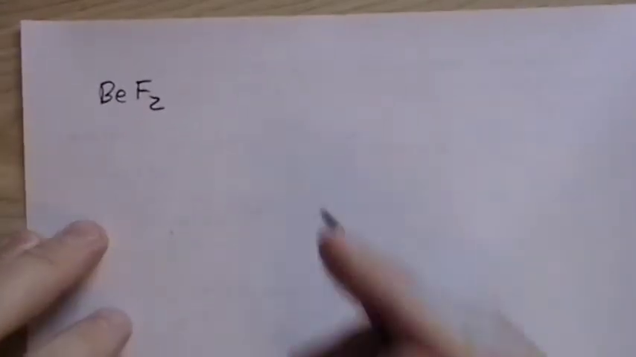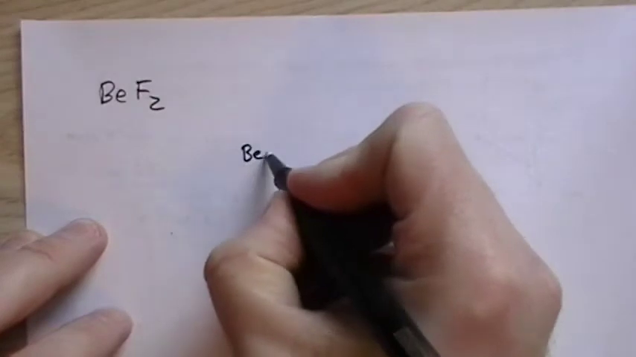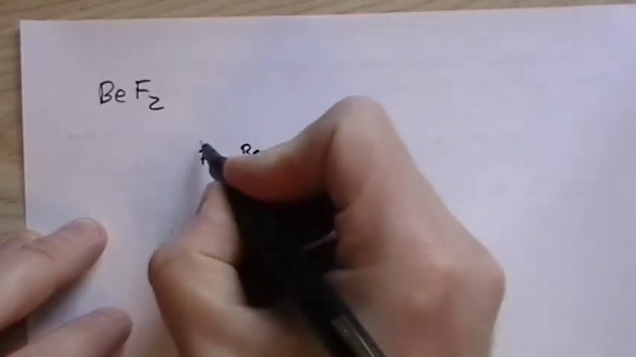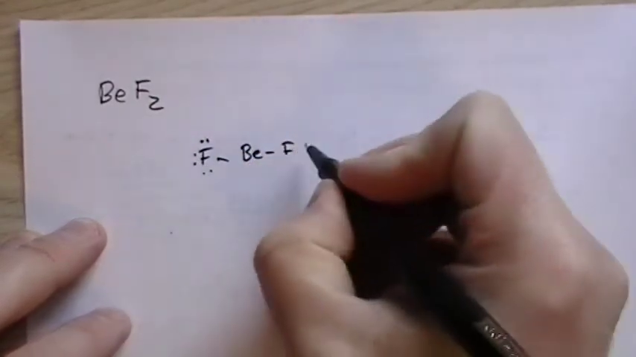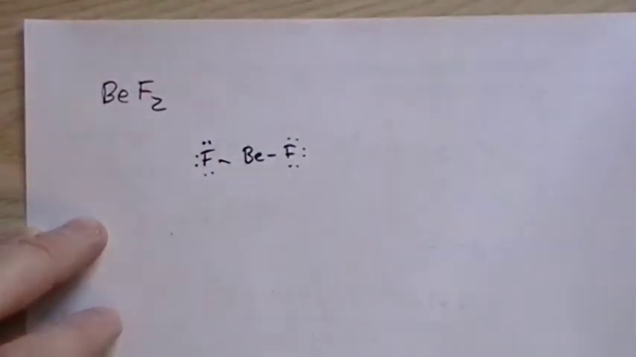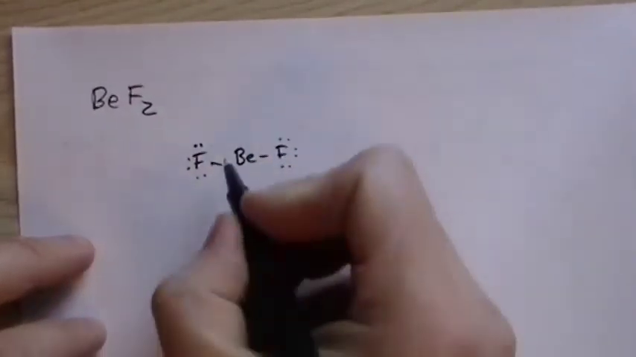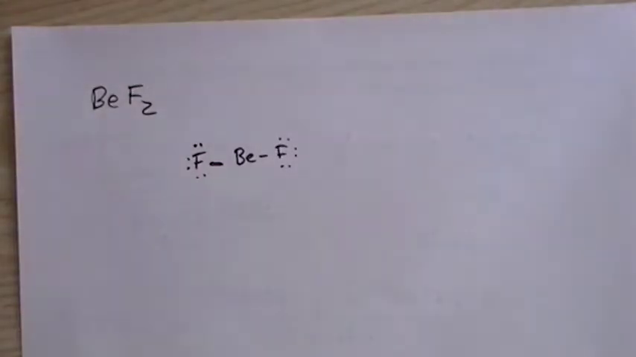So what you do first is write the Lewis structures of each of these. Now we've done that in the previous chapter, so I'm going to assume you know how to do that. Here's the Lewis structure for beryllium difluoride. Then they want to know the electron pair arrangement.